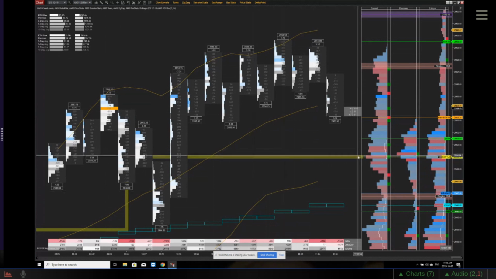I don't like this VPOC. Even though this ran up here, VPOC didn't move higher, which means the concentration of selling is still lower than where it's trading. I don't have much confidence in this market right here. And that's going to be further exacerbated by another screen I show you after.